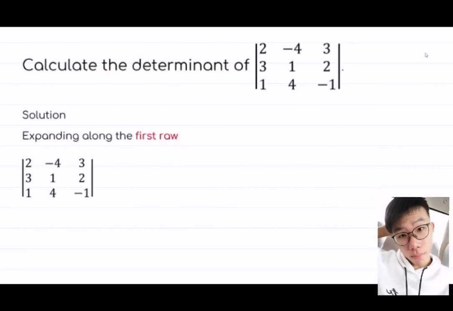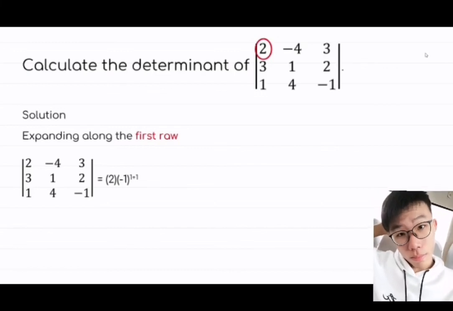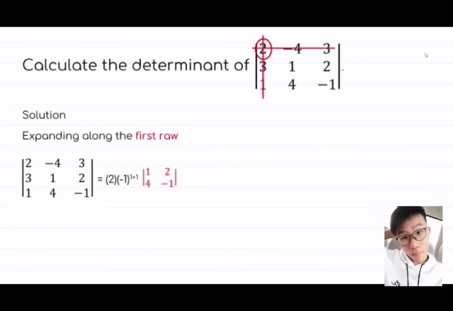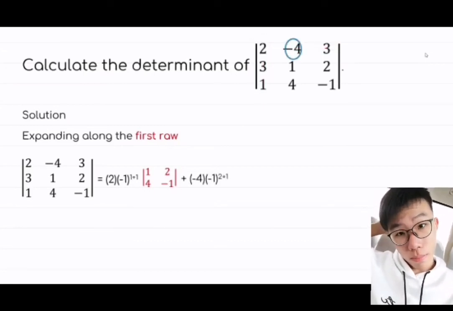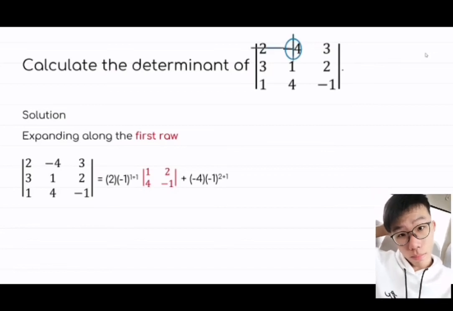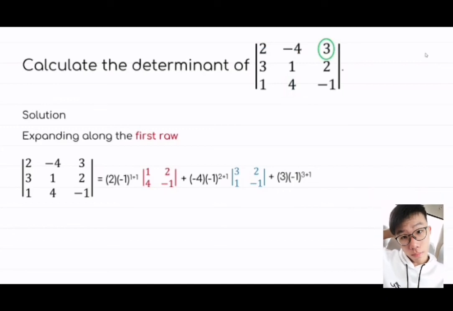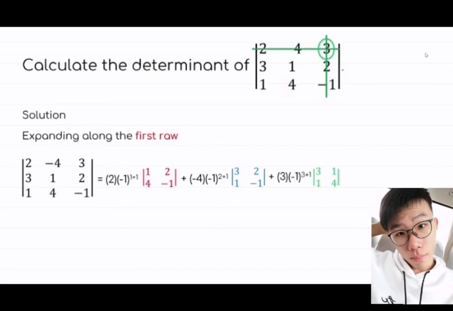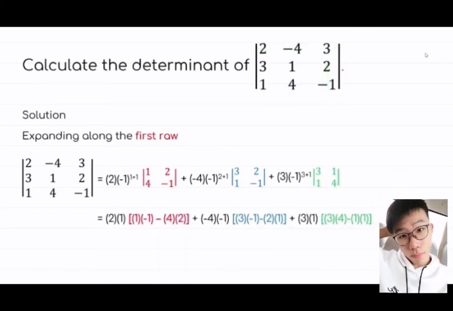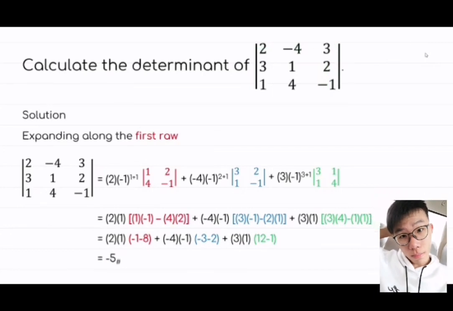So the determinant of this matrix is equal to 2 multiplied with negative 1 to the power of 1 plus 1. Eliminate, you get 1 2 4 -1. Plus negative 4 multiplied with negative 1 to the power of 2 plus 1. Eliminate, you get 3 2 1 -1. Plus 3 multiplied with negative 1 to the power of 3 plus 1. Eliminate, you get 3 1 1 4. Then do the calculation, and you'll get -5 as the answer.